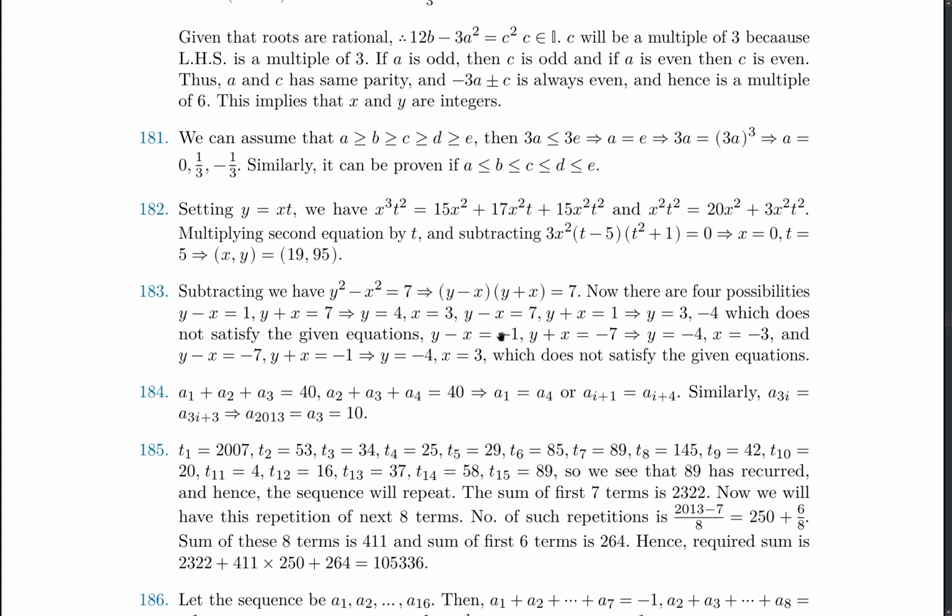So y minus x becomes minus 1 and y plus x becomes minus 7. So this gives us y is equal to minus 4, x is equal to minus 3, and y minus x is equal to minus 7, x is equal to minus 1. Y plus x is equal to minus 1, which gives y is equal to minus 4, x is equal to 3, which again does not satisfy the given equations.